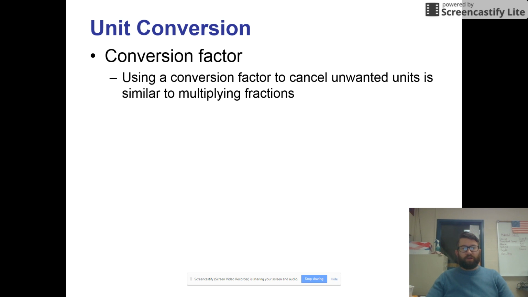So using a conversion factor to cancel unwanted units is similar to multiplying fractions. As you can see here, 5/7 times 7/3. If these 7s are opposite of each other, you can just cancel them out. So you're left with 5/3. It's no different when you're talking about units.